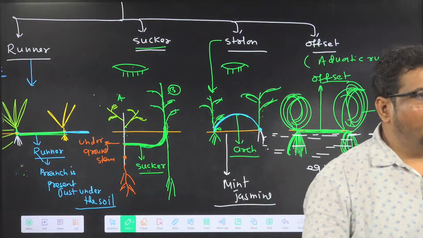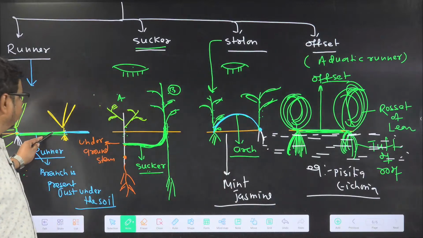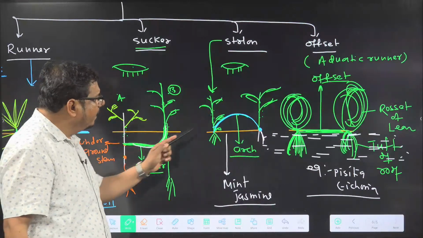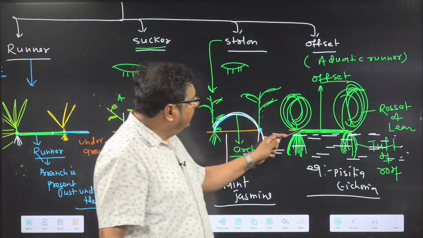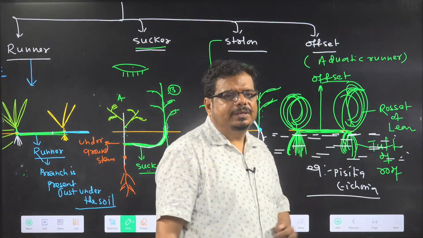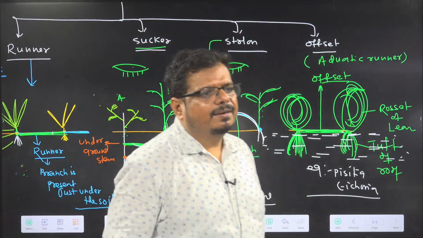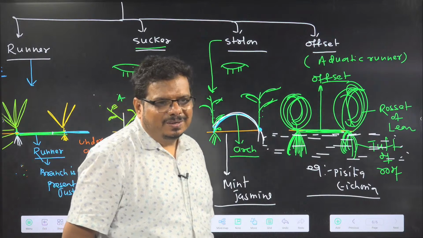Clarity came in the mind, a picture came in the mind. So, runner creeps beneath the surface. Sucker goes underground, moving obliquely up. Arc formation occurs by the branch of which one? Stolon. And the runner of a water body is called offset. All four differences done or not? You got the differences between runner, sucker, stolon and offset or not? Did a clear picture come in mind or not?